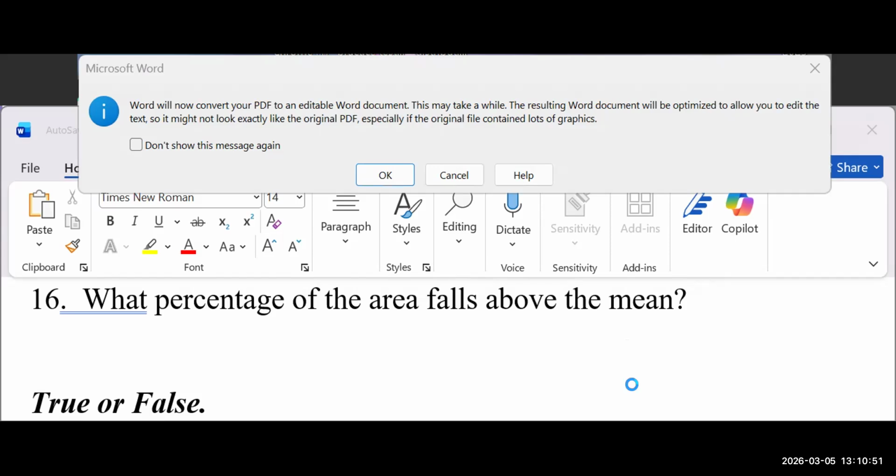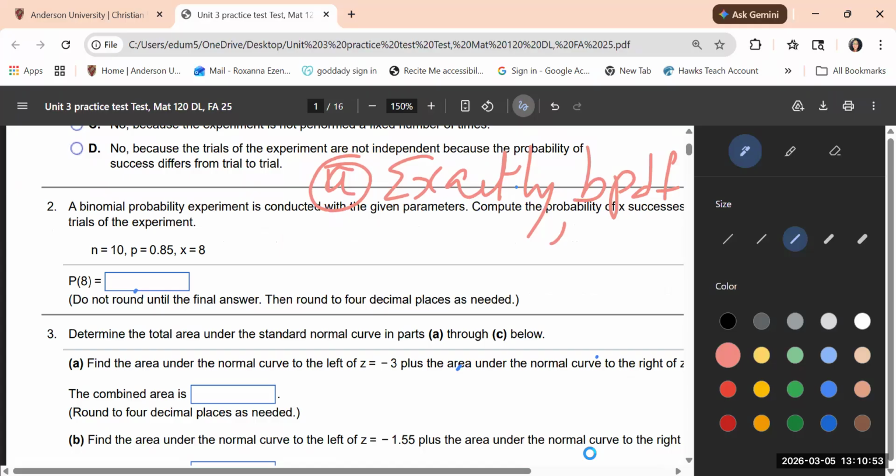Okay, so we just answered an exactly question, but I'm going to say, suppose it's not an equal sign here. Suppose I am given n is equal to 10 and x is less than or equal to 8. In other words, I'm trying to find the probability from 0 to 8. And what does it mean?